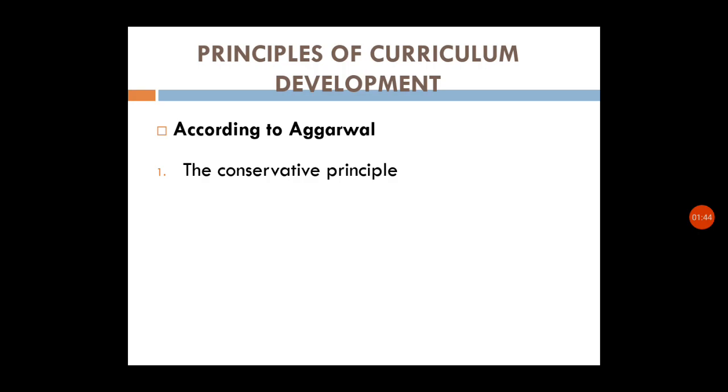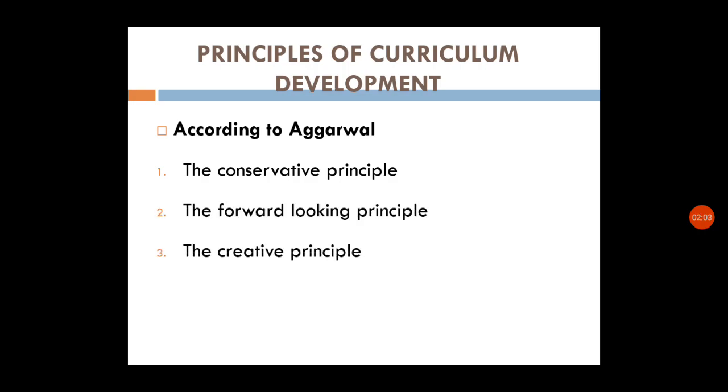So we have to preserve the already known things and also the needed things from the past to the present. We have to give knowledge regarding the past to the present students. So that is the conservative principle. The second principle is the forward looking principle.